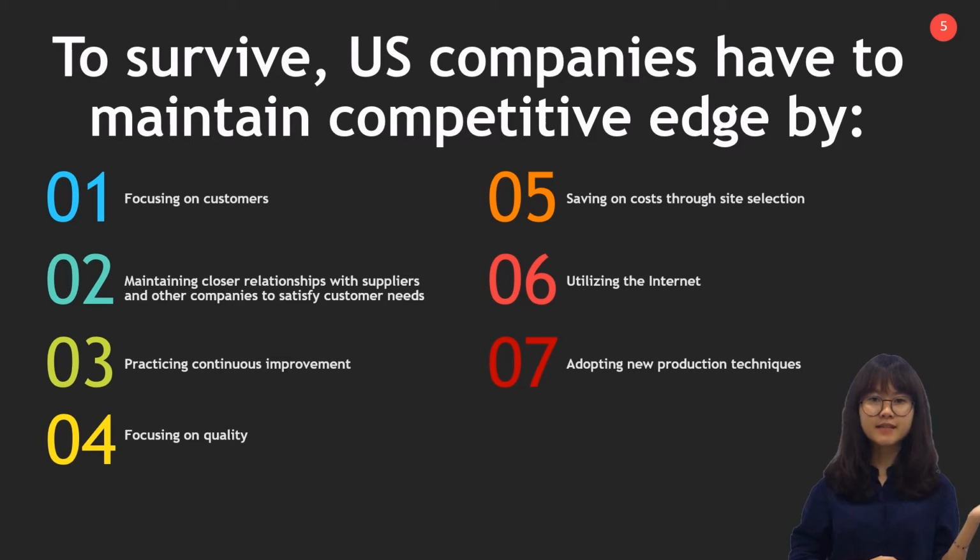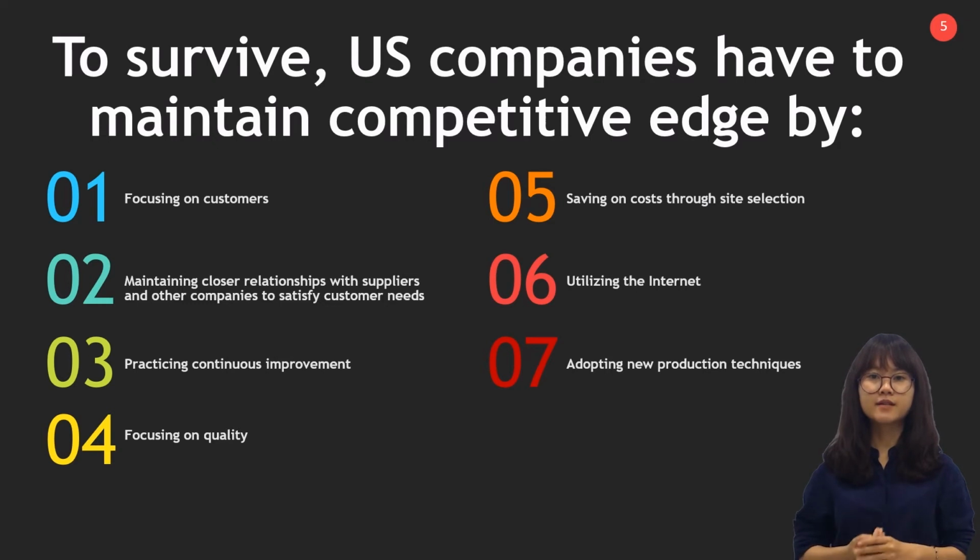utilizing the internet, adopting new technology, practicing continuous improvement, saving on cost through design selection. Those are some methods that the US companies do to maintain their competitive edge. And I will explain it more in the next part when I answer the case question.